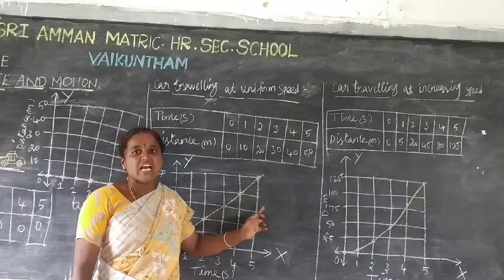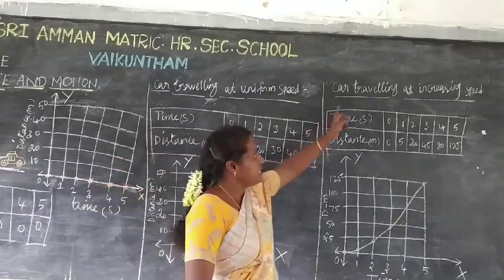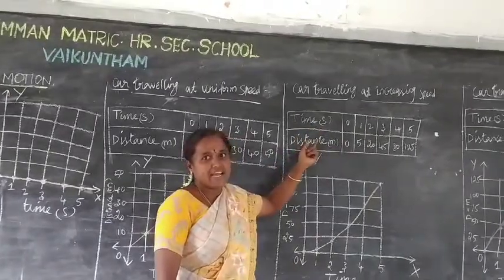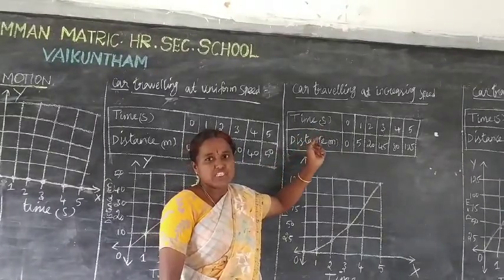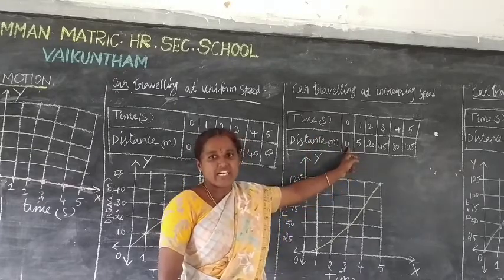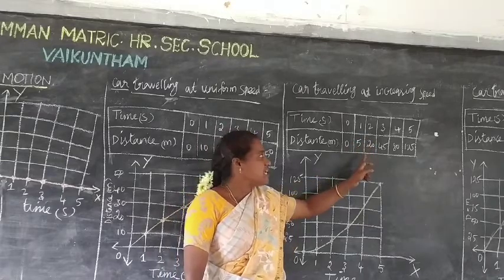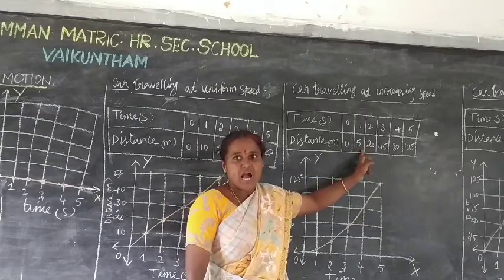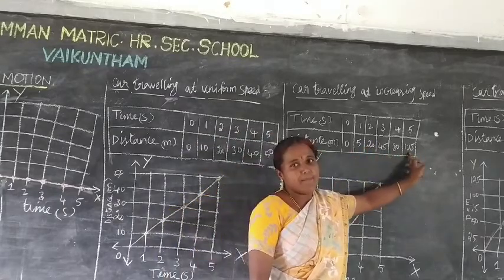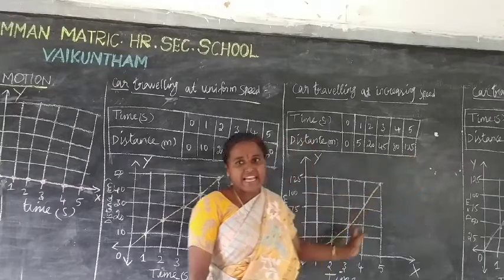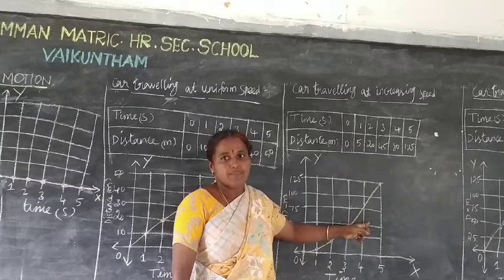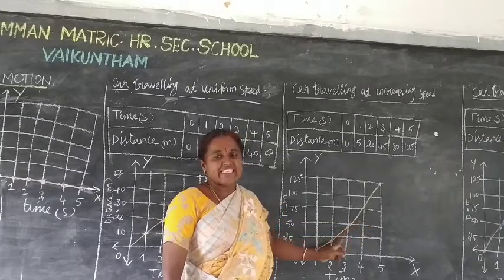Next one is car traveling at increasing speed. Here time and distance are given. In 0 seconds, the distance travelled is 0 meters. In 1 second, the distance travelled is 5 meters. And in 5 seconds, the distance travelled is 125 meters. Here the graph is not a straight line. It will be an increasing curve.